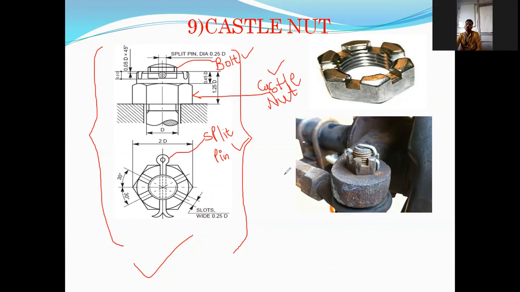what we have to remember is: castle nut and split pin means what? It is the type of nut on which slots are provided on its periphery. Along with the castle nut, a split pin is used to avoid the loosening of the nut due to vibration. Whenever there are vibrations, this castle nut and split pin assembly is used.